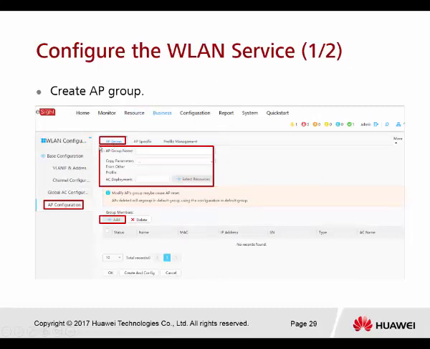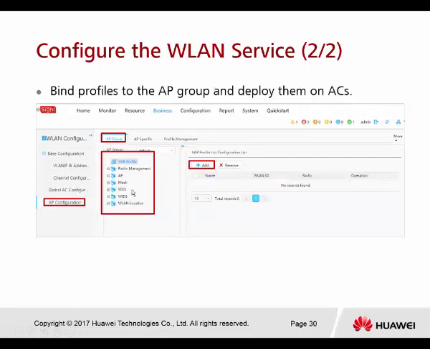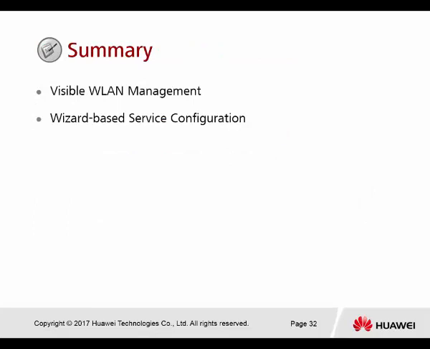First, they will do the AP group. If you still remember, to configure the WLAN, when we touch on the AP, you need to configure the AP group. If you never touch this one, all the APs will belong to the default AP group. Once you have configured it, you can add members, which APs will belong to this group. Bind the profile to the AP group and deploy them on the AC. So this is a summary. Visible WLAN management, visible-based service configuration.